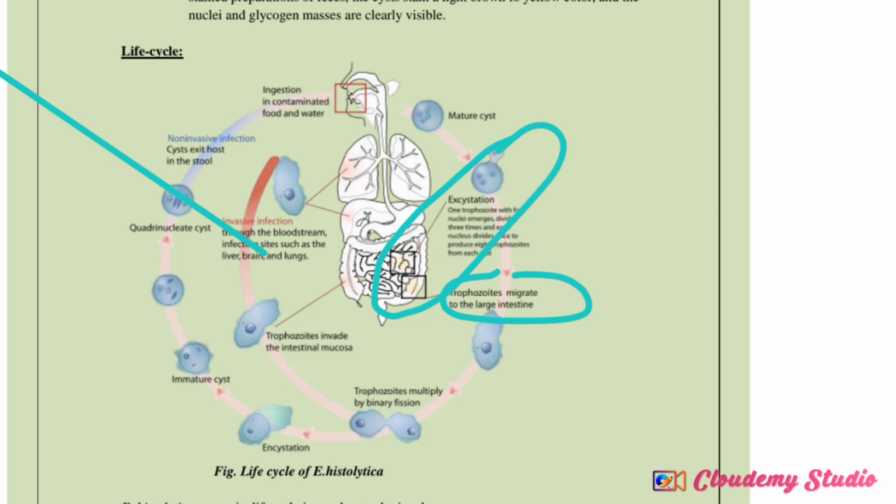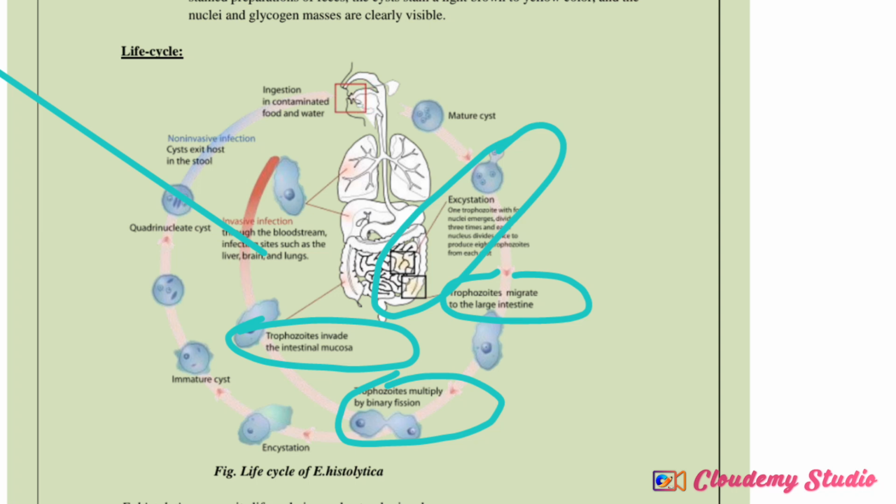This matured trophozoite now migrates into the colon to colonize the mucous layer. Are you getting me now? Now, usually the trophozoite remains in the lumen as a commensal, multiplying by binary fission. Now look at it. It remains in the lumen as a commensal and multiplies by binary fission. Look, this is the trophozoite that invades the intestinal mucosa, the mucous wall.